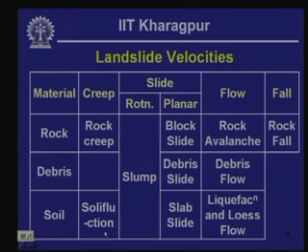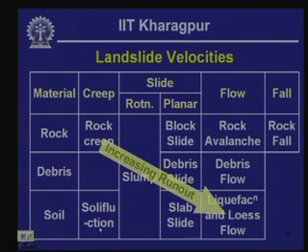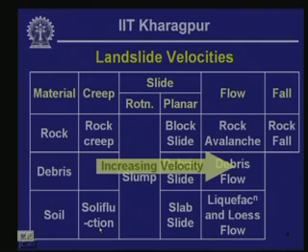Now, let us look at the velocity. If you go from the left to the right of this particular table, what you are going to see is typically an increase in velocity of the unstable mass. So, when you are having creep movement, then the velocity is quite low. On the other hand, when you have different types of flow or rock fall, then the velocity could be quite high indeed.